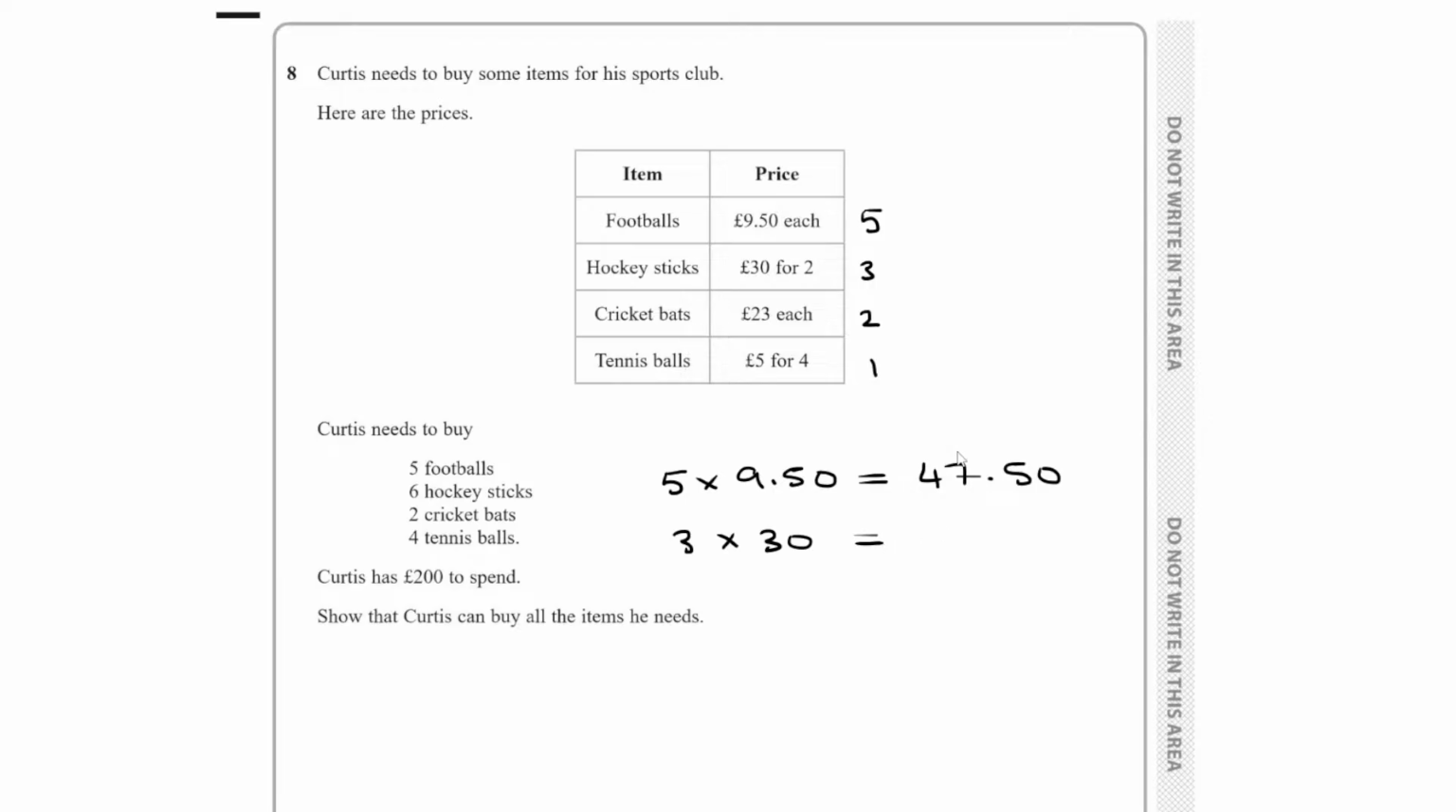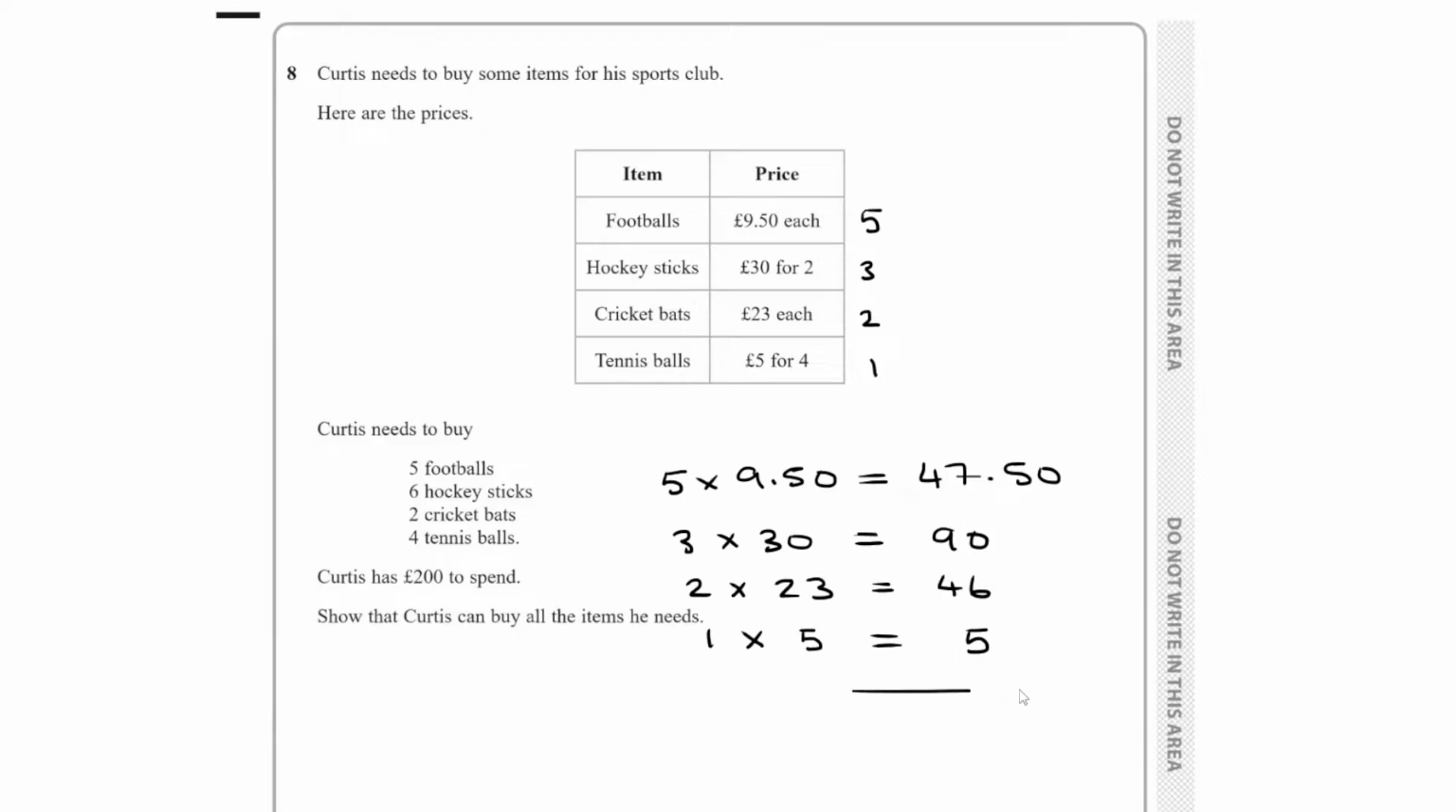What you can do if you want is, I guess, divide 30 by 2 and then times it by 6 if you prefer to do that. That's up to you. So that should just be 90. Then we've got just 2 cricket bats at £23 each, so £46. And finally, tennis balls. Because he wants 4 tennis balls and they are sold as an offer, 4 for £5, that's just like 1 times the £5, isn't it? Because I only need 1 batch of 4 tennis balls.